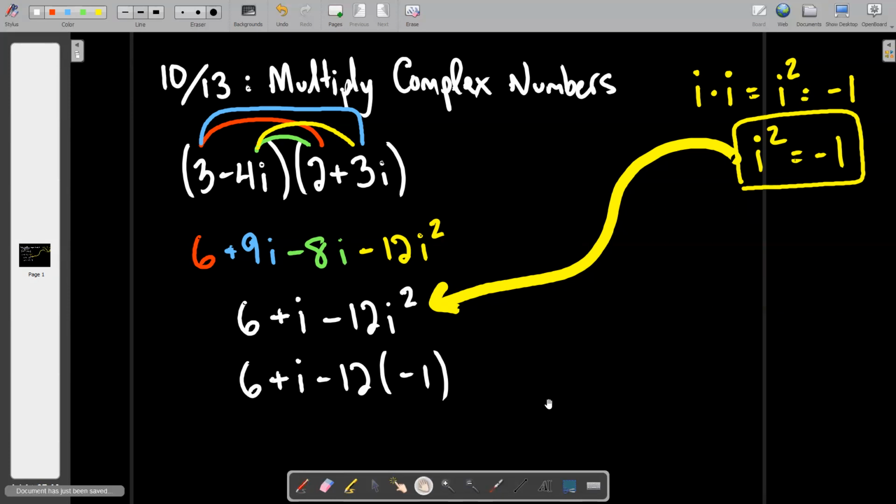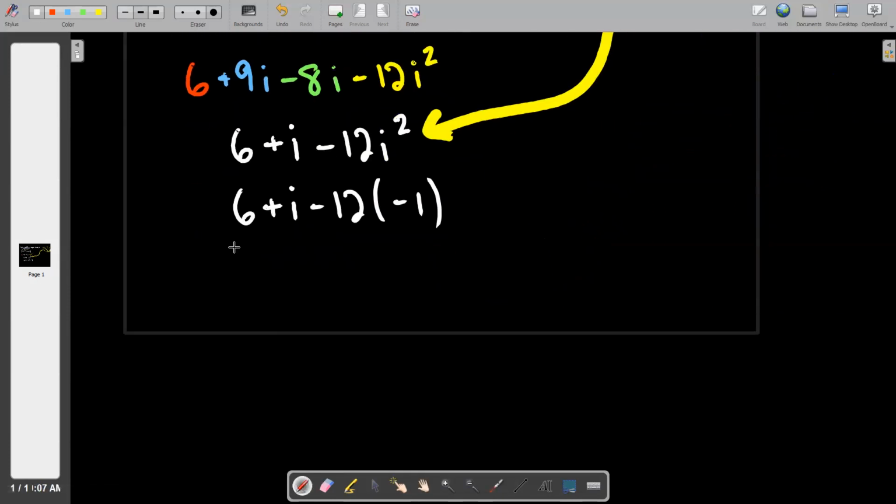And so now what I'm looking at, and they won't always take this long, now I'm looking at 6 plus i plus 12. Cool. And now the 6, the real part of my complex number, my complex answer at the front, the 6 now has a partner. And the 6 and the 12 come together for a final answer of 18 plus i. Does that go okay? Let's practice again.